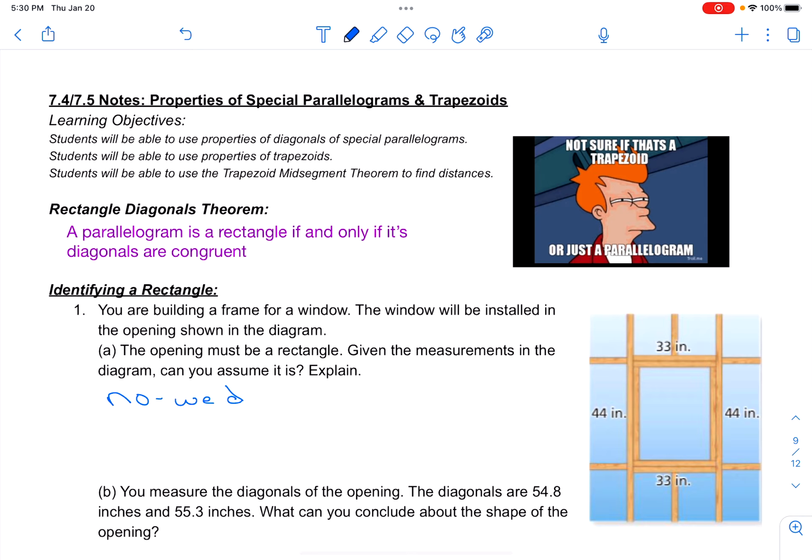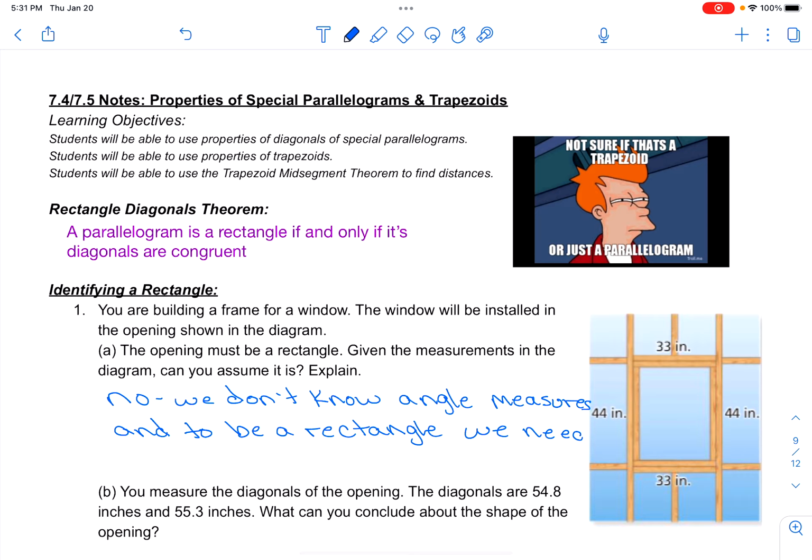we don't know angle measures. And to be a rectangle, we need 4 right angles.